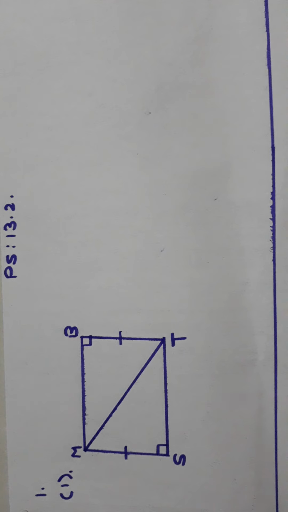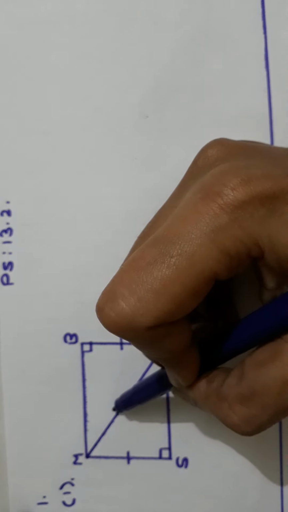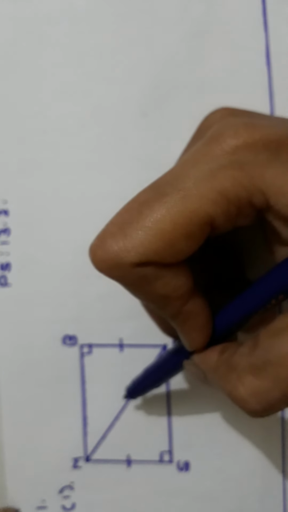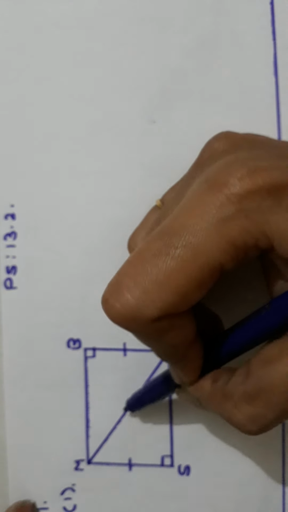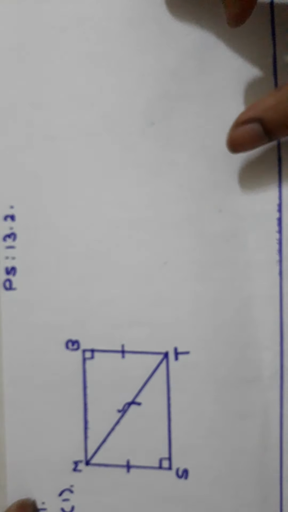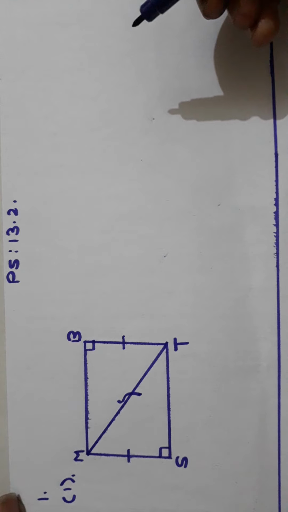Now one side of both the triangles are given as congruent, and we need to show that hypotenuse of both the triangles are congruent. Now it is obvious because hypotenuse of both the triangles are same, that is side MT. So side MT is a side common to both the triangles. So I'll use a symbol for common side. So now we will show that both the triangles are congruent.